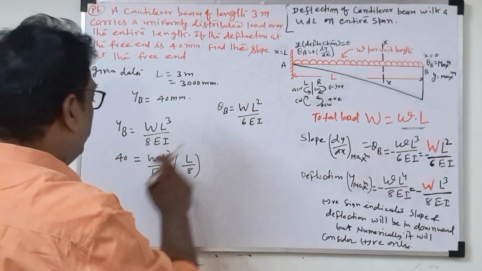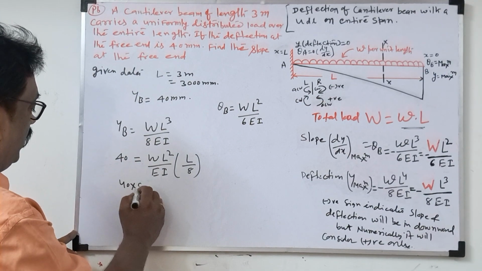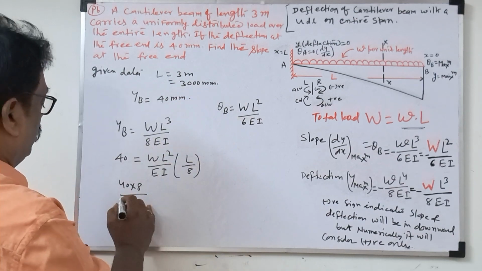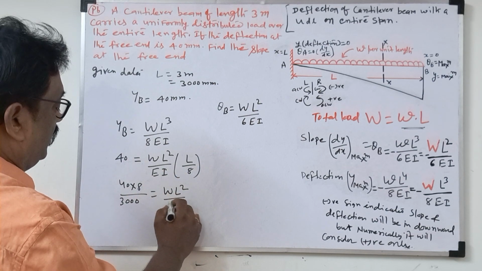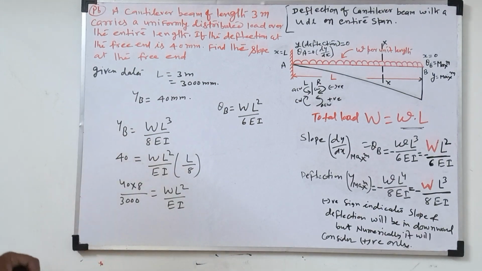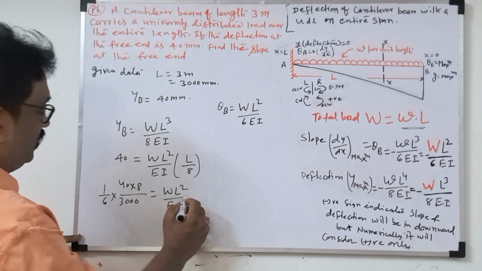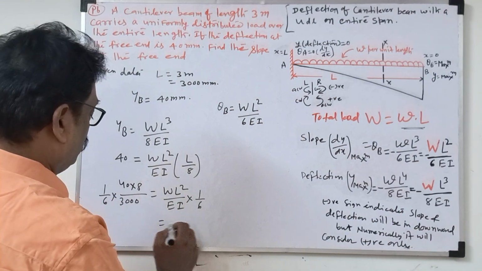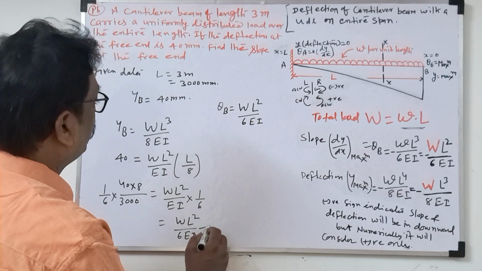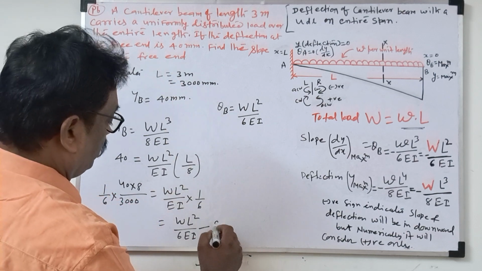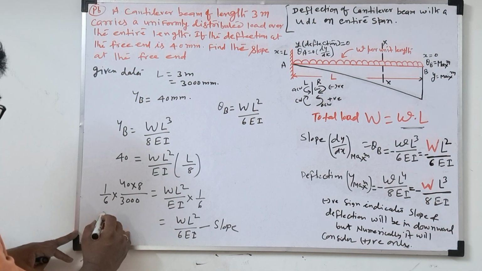Now W L square by EI we first find out. What is W L square by EI here? It will be 40 into 8 divided by L, L being 3000. So that is W L square by EI. Now what is there here? 6EI. So what will we do? Multiply both sides by 1 by 6. This becomes W L square by 6EI. This is nothing but the slope. Then respectively you calculate this.